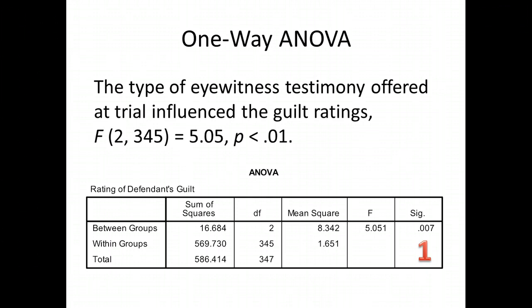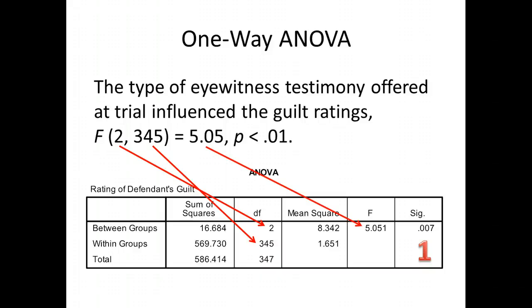And just as a quick reminder, although I did not do this with T, the degrees of freedom are always two numbers. The first number is associated with the between groups. The second number is within groups. This is sometimes also labeled error. You never use the one labeled total.